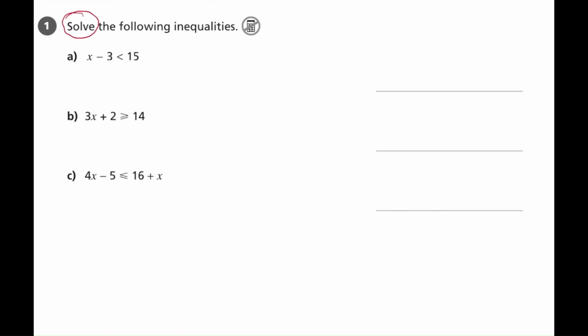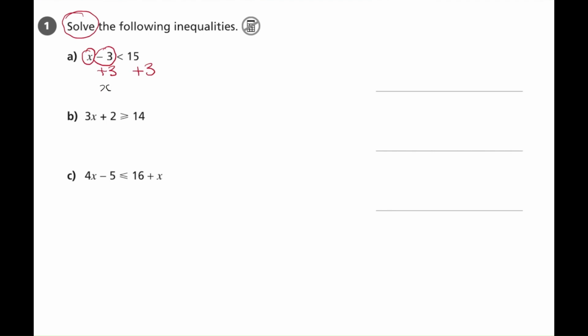So if we start with part A, on the left-hand side, we have x and then subtract 3. We want the x on its own, so to remove the negative 3, we need to do the opposite, which is to add 3 onto the left-hand side, because negative 3 add 3 will equal 0. If we add 3 onto the left-hand side, we have to do the same to the other side of the inequality. So we will end up with just x on the left-hand side.